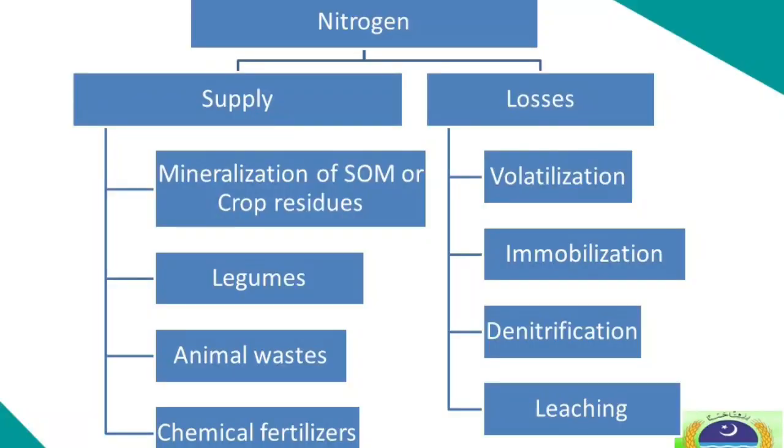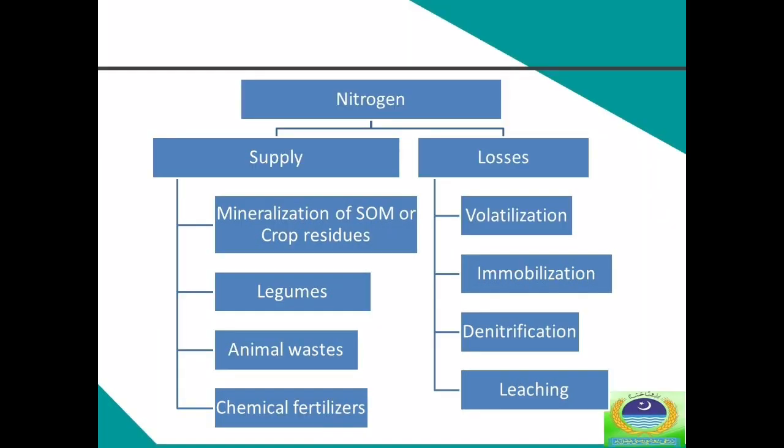There are also different forms of losses of nitrogen, such as immobilization, volatilization, denitrification, and leaching. Volatilization is the loss of nitrogen through the conversion of ammonium to ammonia gas. The ammonia gas is released to the atmosphere and causes air pollution.